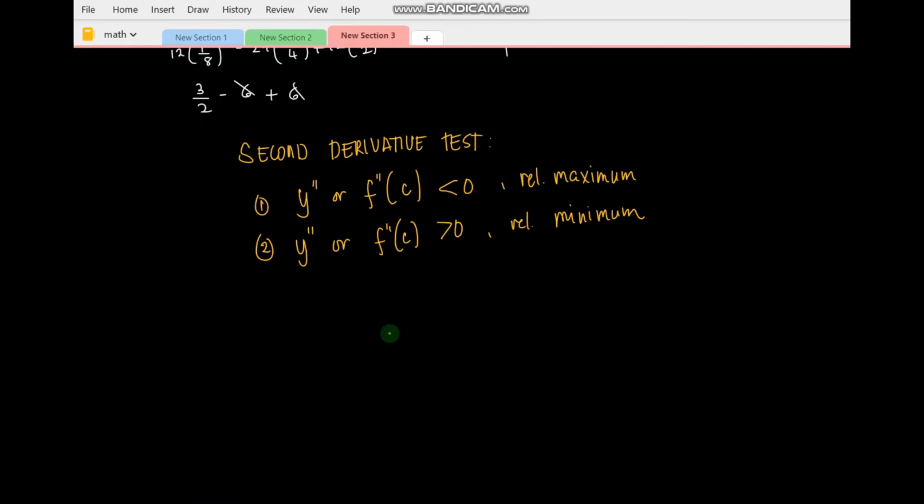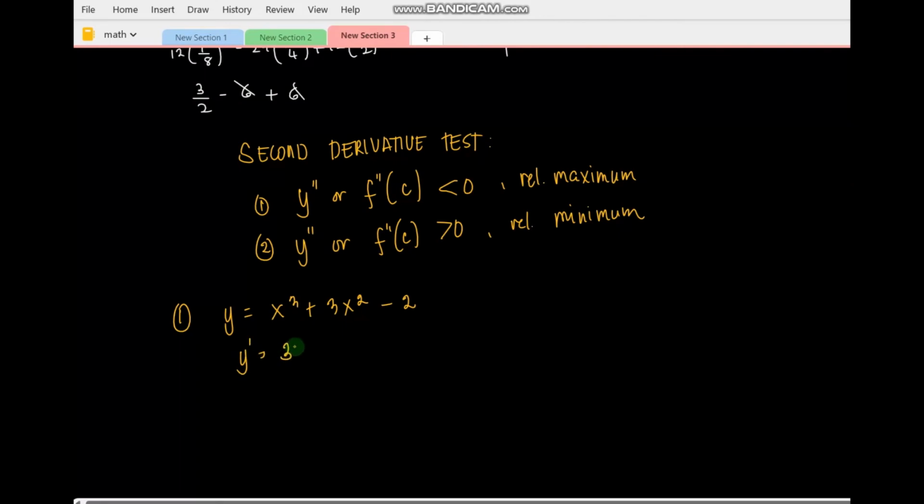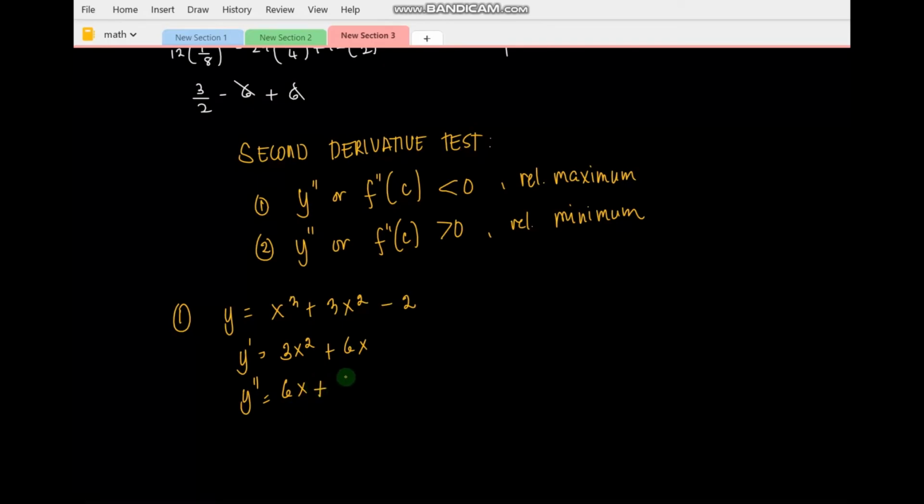So, balikan natin yung example natin kanina ulit na y equals x cubed plus 3x squared minus 2. We get the second derivative. So, y prime, that is 3x squared plus 6x. Then, y double prime, derivative of 3x squared, 6x plus 6. So, y double prime is equal to 6x plus 6. We just substitute a critical number.